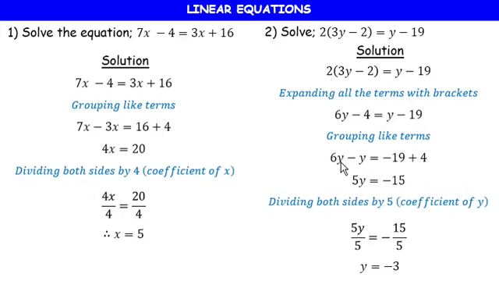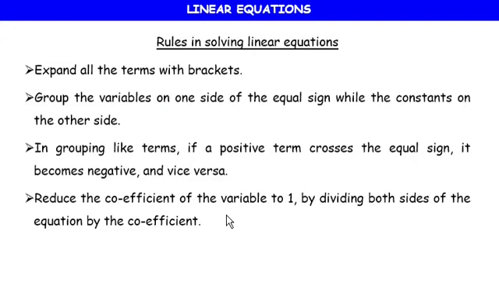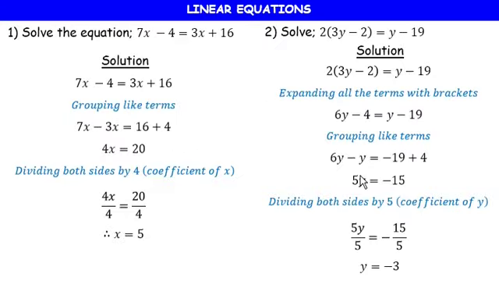That is how come you have 6y minus y is equal to negative 19 plus 4. I believe you are following. Now let's look at the next thing to do. After grouping like terms, the next thing to do is to reduce the coefficient of the variable to 1. Here we are interested in finding the value of y, right?